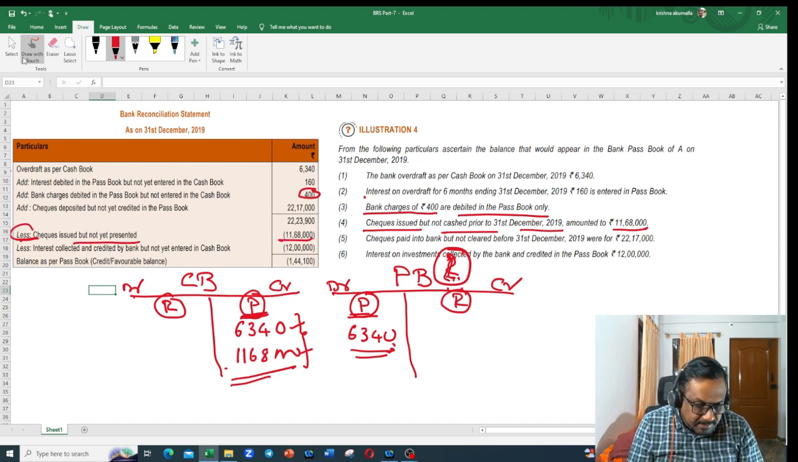Why has that come on the less side? Because the question mark balance is reduced. Simple rule. If the question mark balance is increased, you have to add. If the question mark balance is reduced, you need to deduct. Very simple to prepare the bank reconciliation. Right? Next.